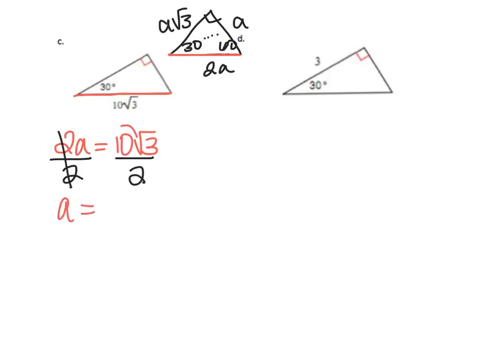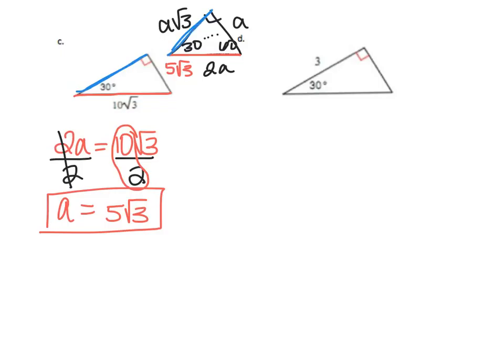And then numbers outside the radical simplify. 10 divided by 2 is 5. So 5 root 3 is the a side, which is across from the 30. Okay? Then to take care of that last side, that's the a root 3 side.